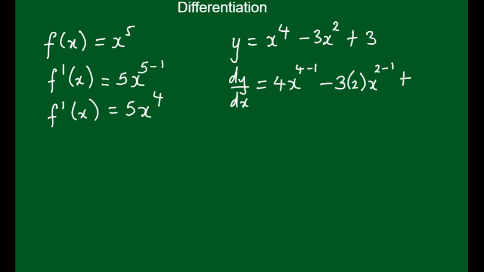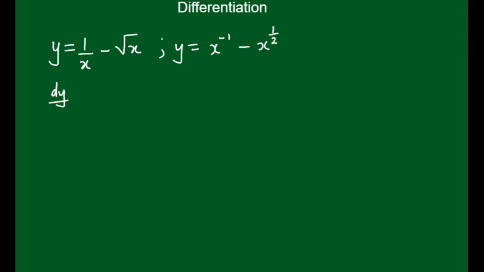And whenever we differentiate a constant, we get 0. So whenever we differentiate 3, we are going to get 0. And dy dx is going to be 4 x to the power of 4 minus 1, that's 3, minus 3 times 2, that's 6, x to the power of 2 minus 1, that's 1. So that's our answer there.